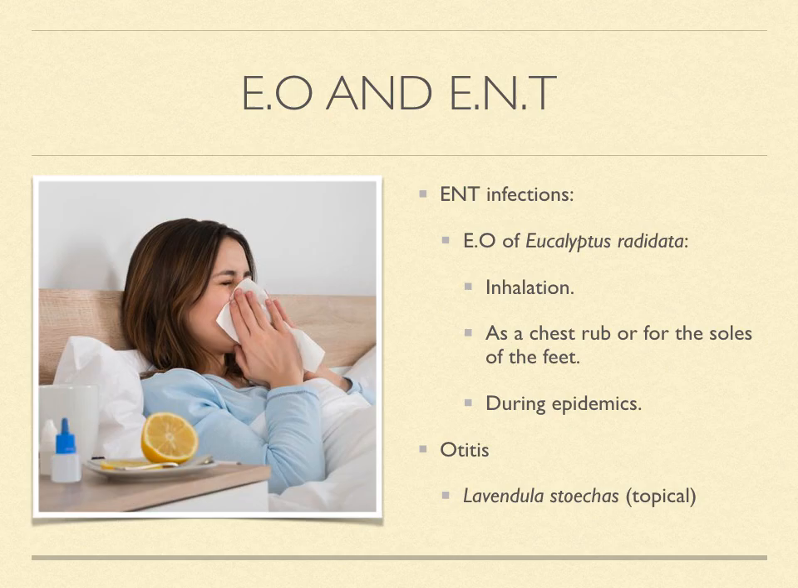Eucalyptus can also be rubbed on the chest, diluted in a carrier oil like olive oil, at night. It needs to be rubbed in a thin layer at the front, the sides, and the back of the chest. And you need to make sure the child is wearing a t-shirt over top, because you do not want them to place their hands in the eucalyptus and then scratch their eyes, because that would be very irritating.